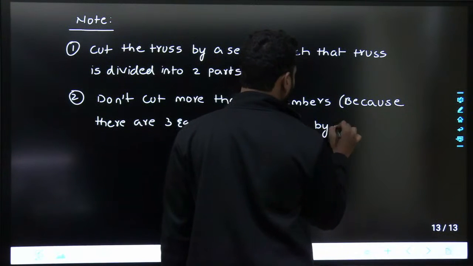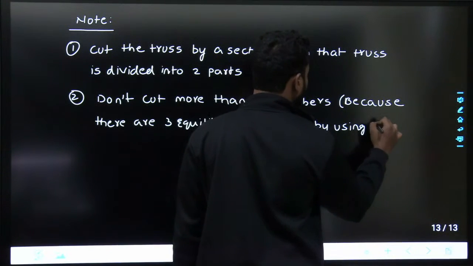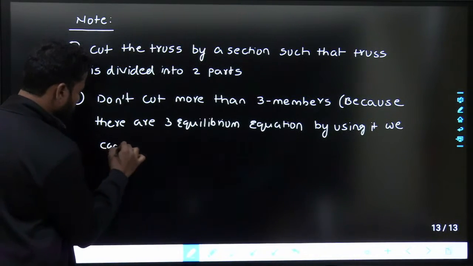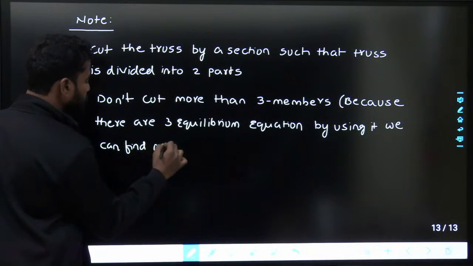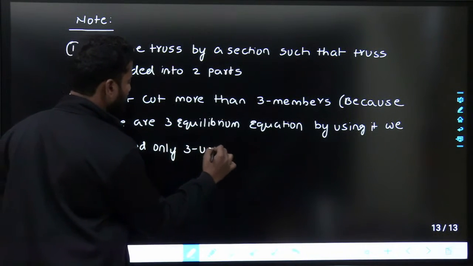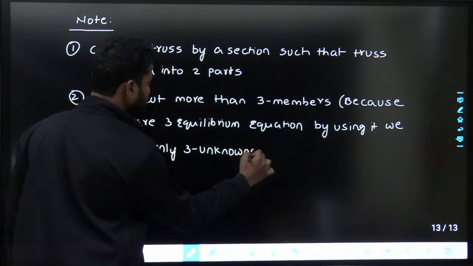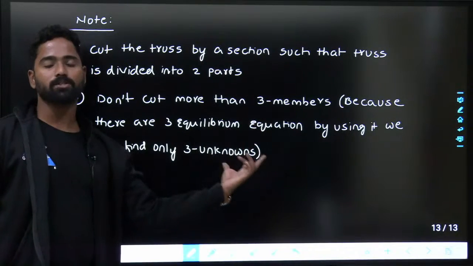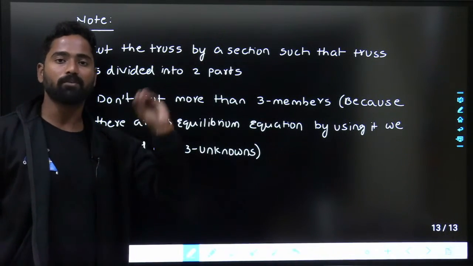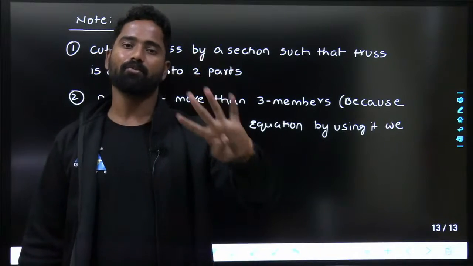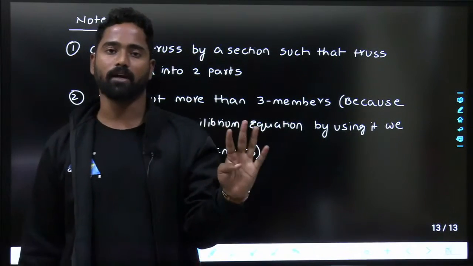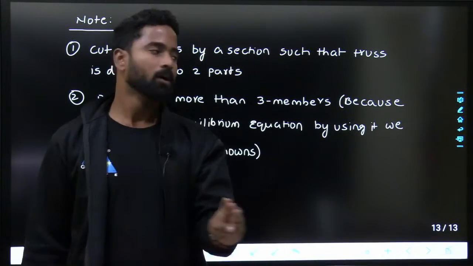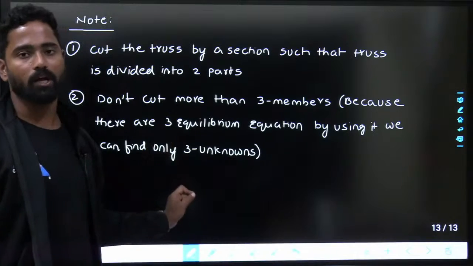By using it, we can find only 3 unknowns. Don't cut more than 3 members because there are 3 equilibrium equations. If you cut 4 members, there will be 4 unknowns and only 3 equations, so we can't find them out. So you have to cut 3 members only, maximum 3 members, because 3 equilibrium equations, 3 unknowns.